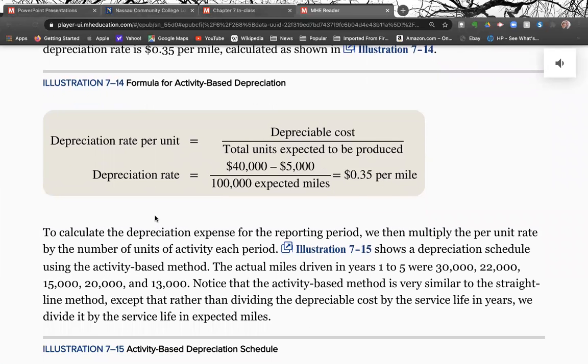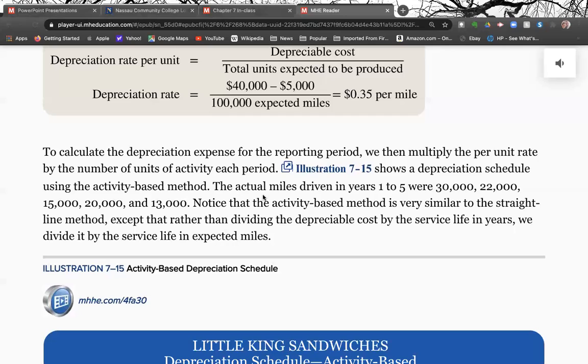Now I need to know how many miles were driven each year, and then multiply that by 35 cents. So they tell you down here, the actual miles driven in years 1 to 5 were 30,000, 22,000, 15,000, 20,000, and 13,000. Now you should add those up to see if it comes out to be 100,000. And it should. The way this book does things, they don't try to trick you.